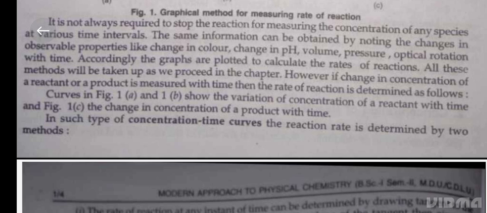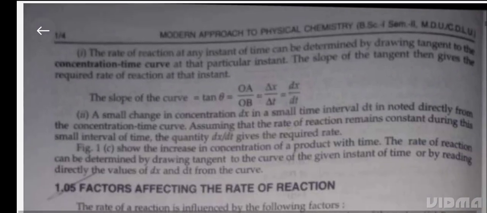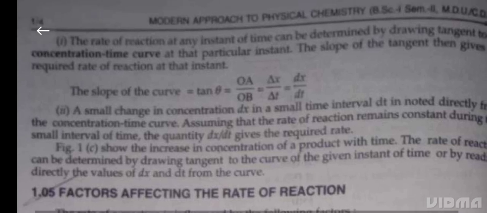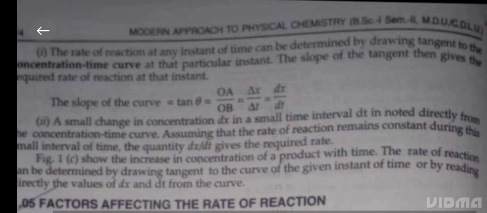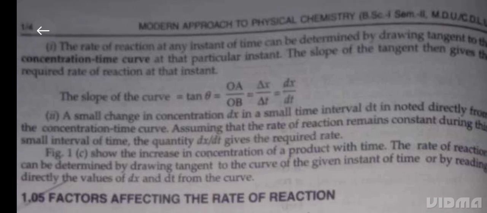However, if the change in concentration of a reactant or a product is measured with time, then the rate of reaction is determined as follows. The figures show the variation of concentration of a reactant with time and the change in concentration of a product with time. In such concentration-time curves, the reaction rate is determined by two methods. The rate of reaction at any instant of time can be determined by drawing a tangent to the concentration-time curve at that particular instant. The slope of the tangent then gives the required rate of reaction at that instant.